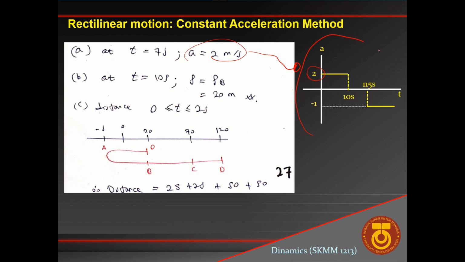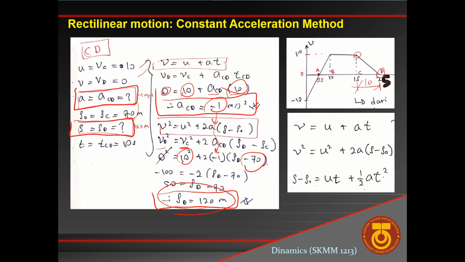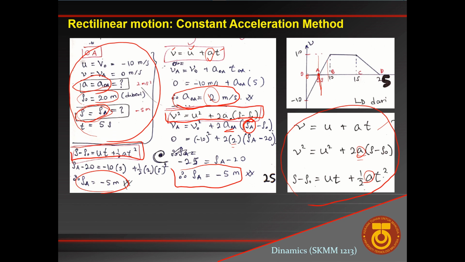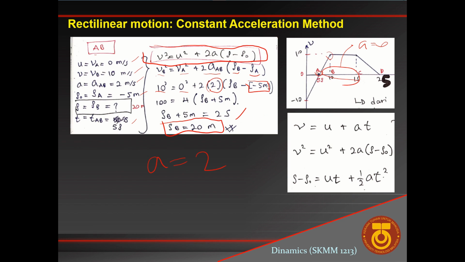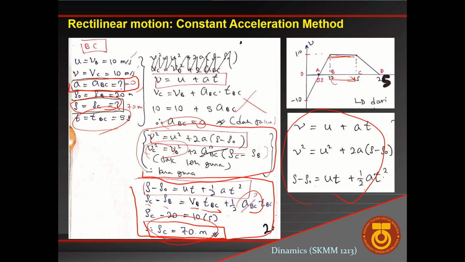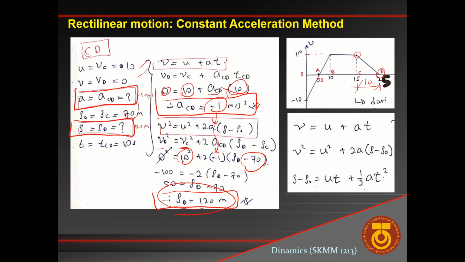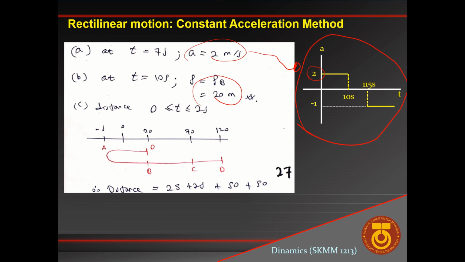So you can draw, because you know all the A. Okay, and then T equal to seconds. What is SB? We already calculated that there from 10 seconds. And then distance traveled, you just put back this one. Okay, SA equal to minus 5, SB equal to 20, SC equal to 70, SD equal to 120. So you draw past 20, negative 5, and then we have 70 and 120. So you draw this path.